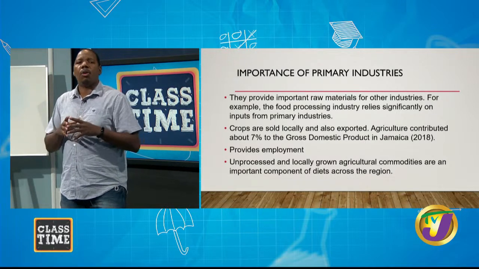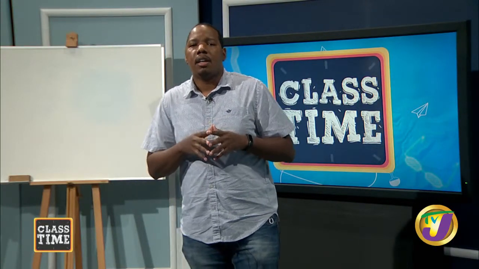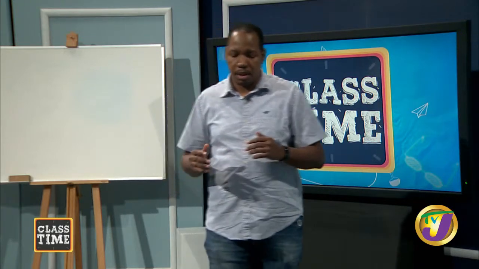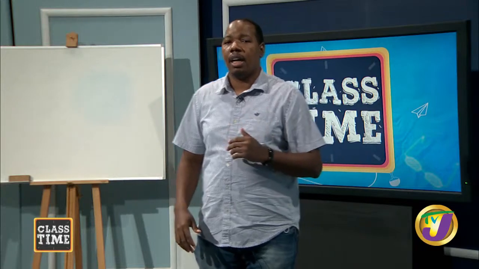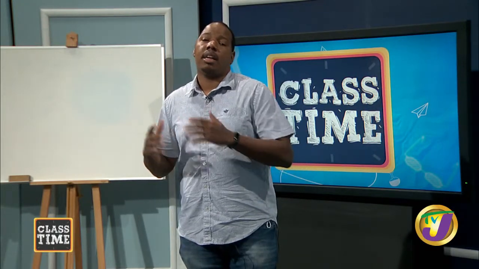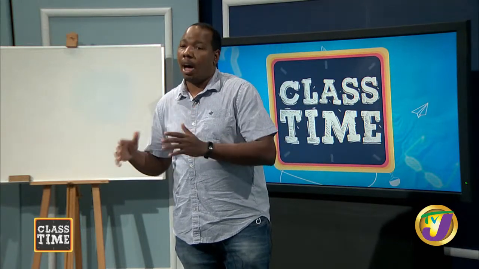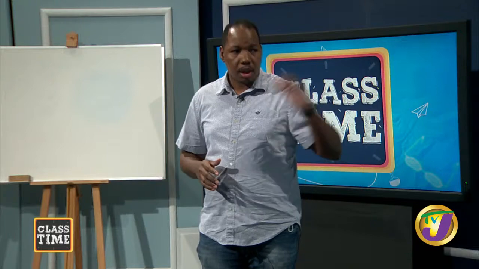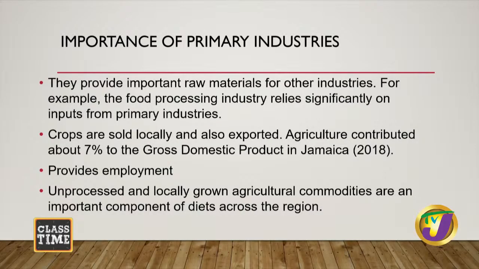So what we see across the region is that the value that we get from certain commodities depends on where you are. In some areas, like Antigua and many of the islands of the Eastern Caribbean, tourism contributes most significantly to their GDP. In other places, you might have other sectors contributing to the GDP. In this case, since we're focusing on the primary industry, 7% of the GDP in Jamaica in 2018 was contributed by agriculture, right? That is our largest primary industry, the one that makes the most contribution.